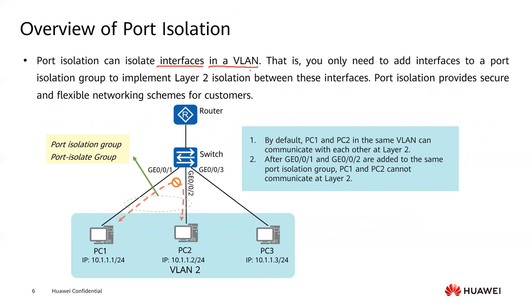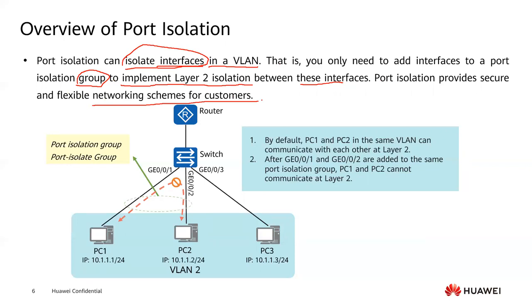Actually, it doesn't matter whether they are in the same VLAN. It will isolate interfaces, no matter which VLAN they belong to. You only need to add interfaces to a port isolation group. Note that it has a terminology, which we call the isolation group. We just need to use the port isolation group to implement layer 2 isolation between interfaces. Port isolation provides security and a flexible networking scheme for customers.